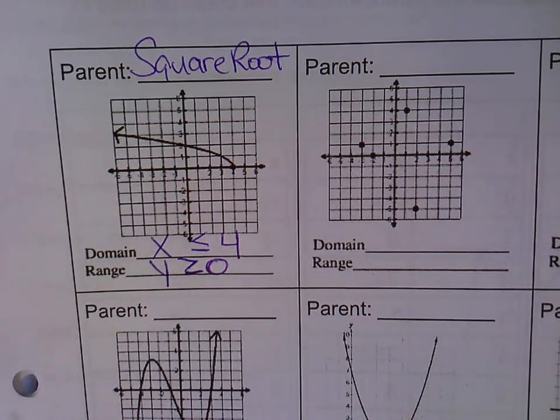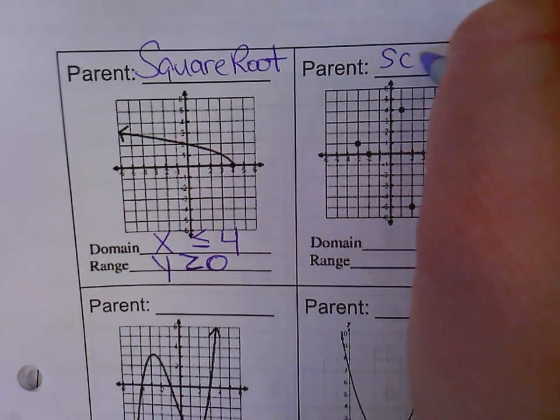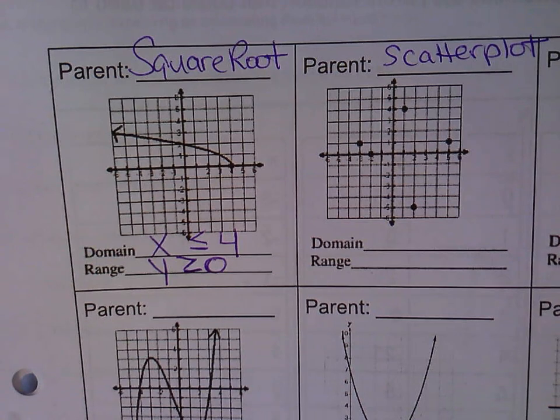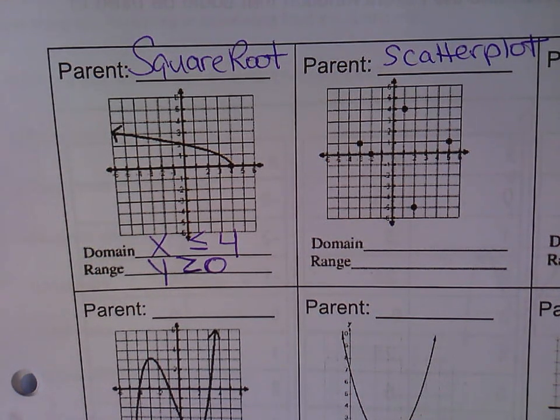Okay, the parent function on this second one isn't really one we've looked at. It's just a scatter plot, right? We can't really call that a function. I'm just going to call this a scatter plot. I really should not have included this one. That's just a scatter plot of points. But the domain is a very specific set of x values.